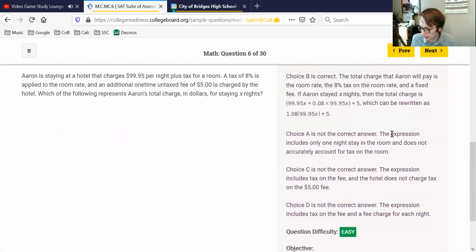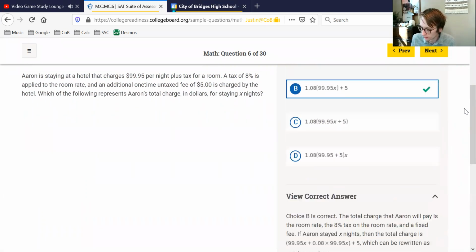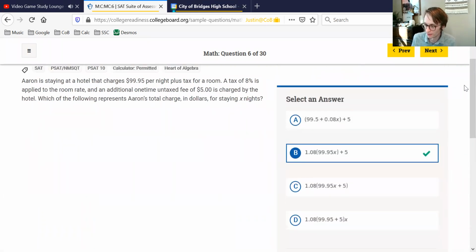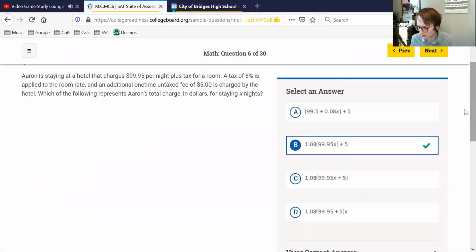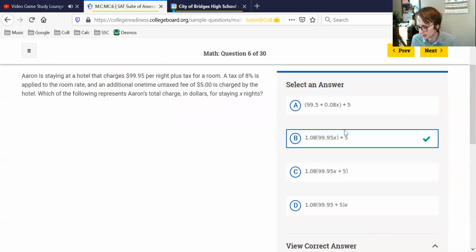Choice A includes only 1 night stay in the room and doesn't accurately account for tax. What they're saying is that 9.95 was never multiplied by the number of nights that you stay. They explained it really weirdly, but all you really need to know is that those are not the numbers that should be multiplied together.